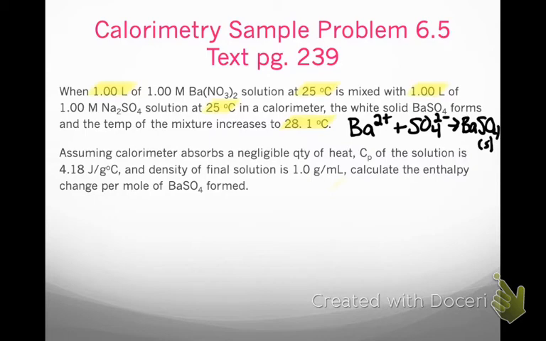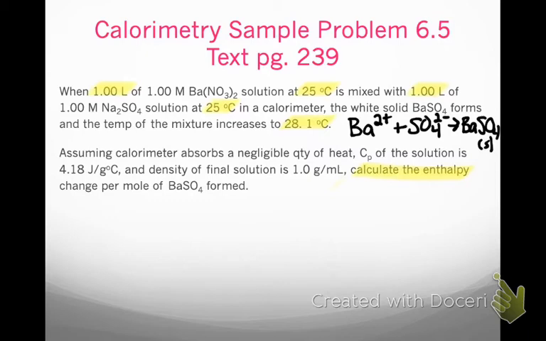Now it says assuming the calorimeter absorbs a negligible quantity of heat, the C sub P of the solution, we're going to use 4.184 joules per gram degree C. We also know that the density of the final solution is 1 gram per milliliter because, again, the barium and the sodium that's added to the water is not changing the density because it's a very small amount. And we're calculating enthalpy, so I meant to highlight that: calculate the enthalpy per mole of barium sulfate formed. So we need to know that it's a 1-to-1 ratio going on in that reaction. So that's why I wrote that reaction out.